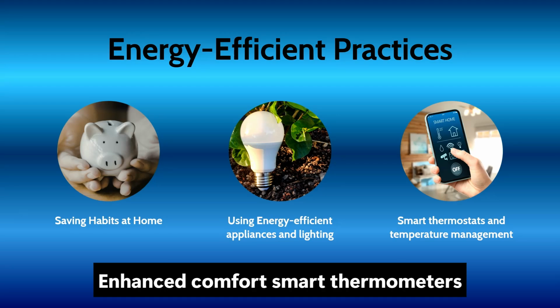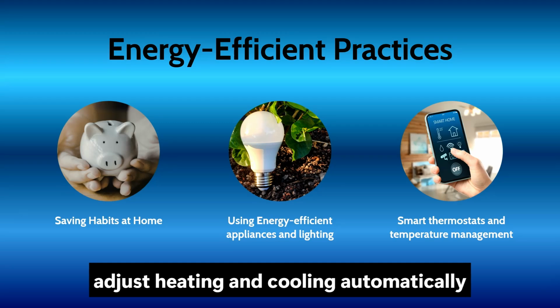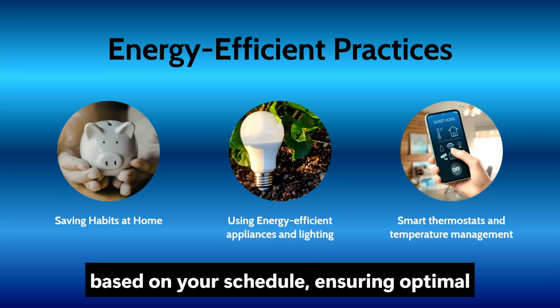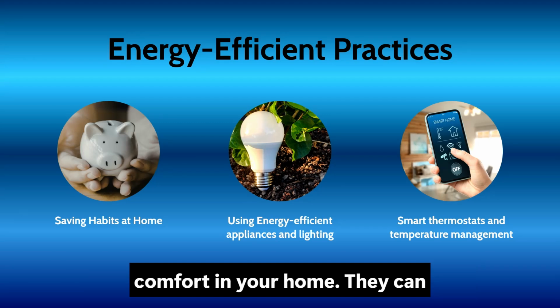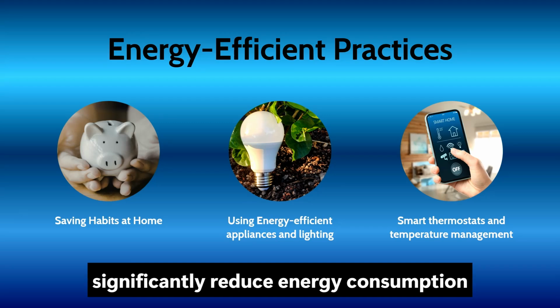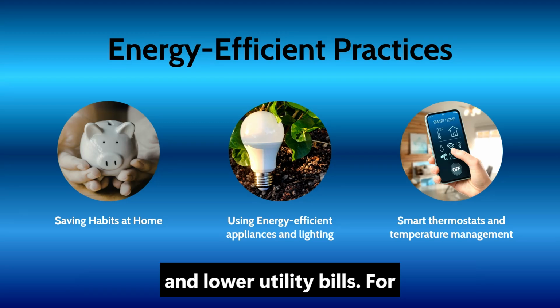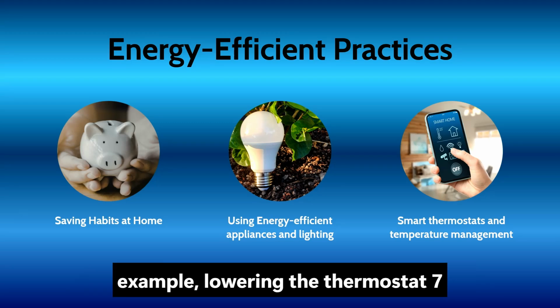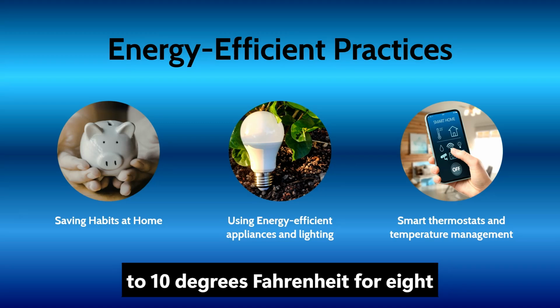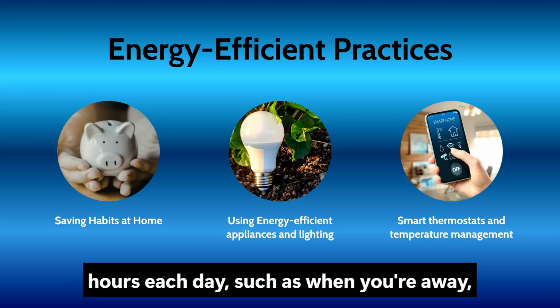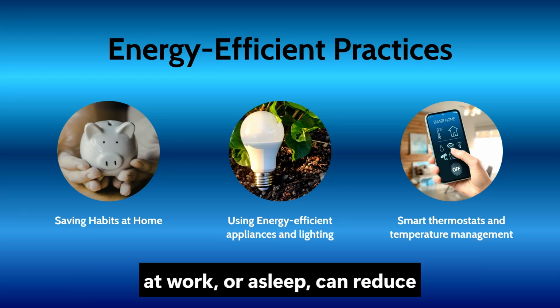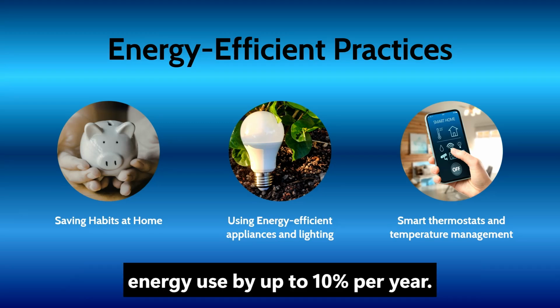Enhanced comfort: smart thermostats adjust heating and cooling automatically based on your schedule, ensuring optimal comfort in your home. They can significantly reduce energy consumption and lower utility bills. For example, lowering the thermostat 7 to 10 degrees Fahrenheit for 8 hours each day, such as when you're away, at work, or asleep, can reduce energy use by up to 10% per year.